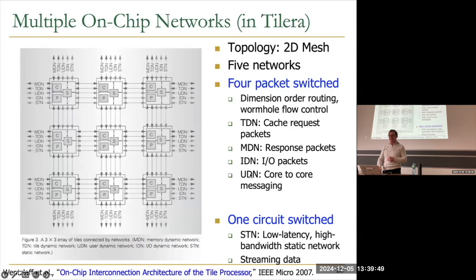For example, in Tyler, there were 4 packet switch networks and 1 circuit switch network. As you can see, one of the networks is for request packets, cache requests. One of the networks is for response packets. This ensures that you don't have a high-level deadlock, for example, a request delaying a reply. If you have that sort of deadlock, that's not good. Then the network cannot make progress. But if you separate things into two networks, you ensure that requests don't delay replies, right? So that's one of the reasons to build this, of course.